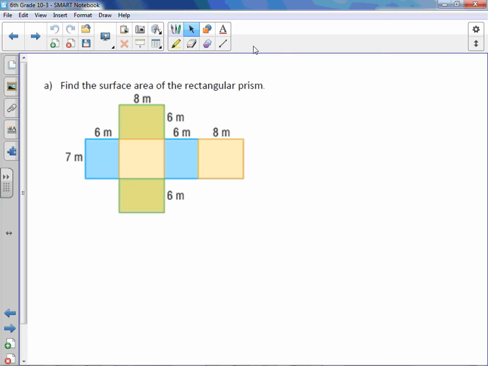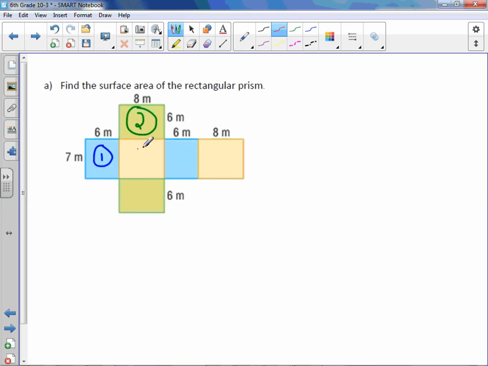So to find the surface area, what we need to do is find the area of each different face. There are three different faces. We have one here, one here, and one here. Now, the blue faces are the same, the green face is the same, and the peach face is the same. So let's find the area of 1.